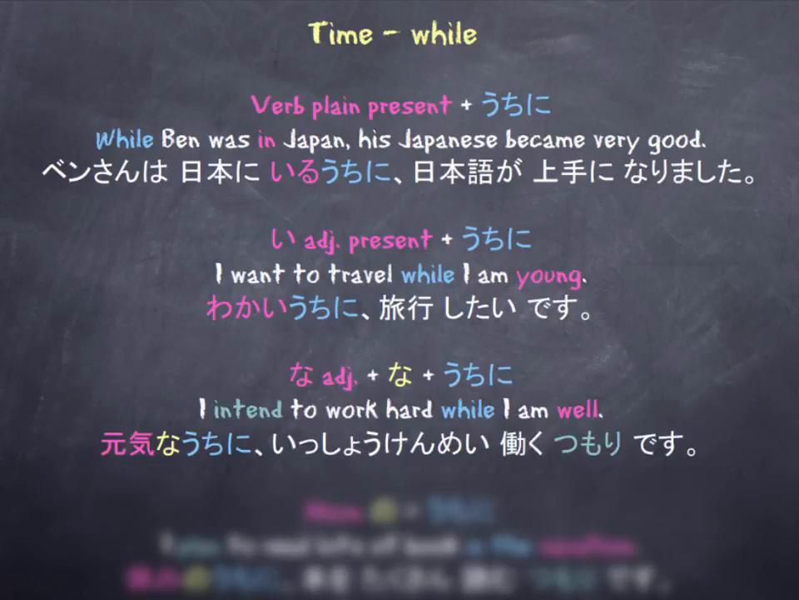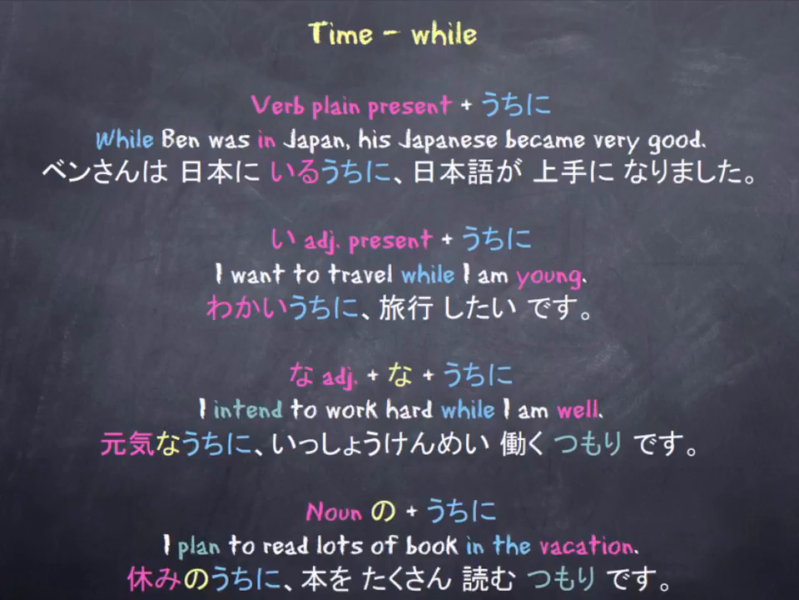If we have a na adjective, we're going to use the na attached to our adjective and again finish with uchi ni. For example, I intend to work hard while I am well. Genki na uchi ni issou kenmei hataraku tsumori desu. So in this case, we have our na adjective, genki, and it's attached to its na, and we finish with uchi ni. Genki na uchi ni, while I am well.